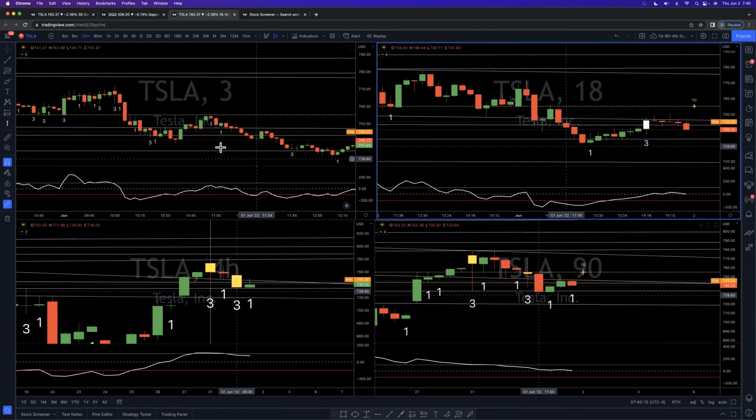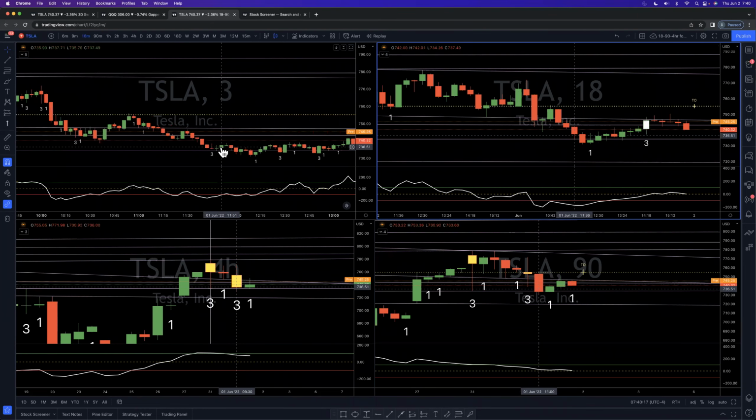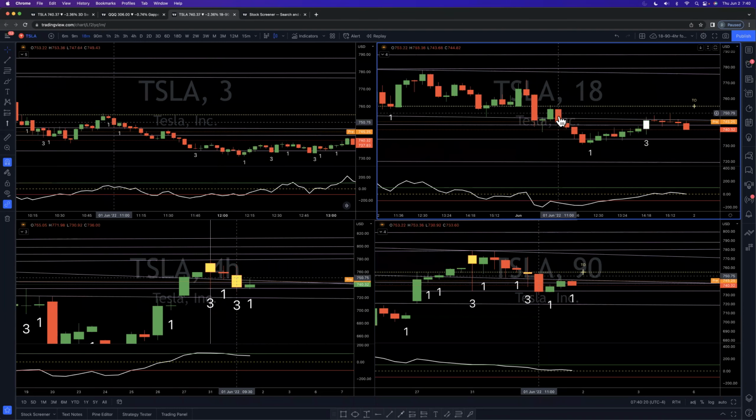90-minute flip. Here's what I saw. Okay, I know I want to short this, right? Because remember, I drew my broadening formations. It's already taken out this level. Now I'm looking for it to take out this level. So those are my plans, right?